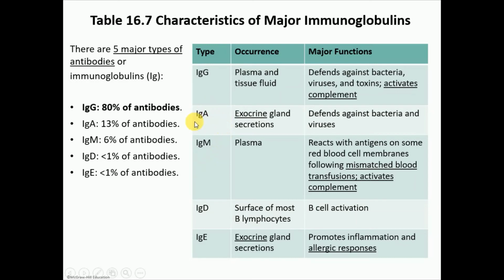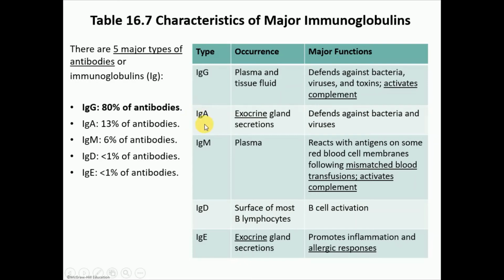Okay, so we'll talk a little bit about immunoglobulin A. Those are found in your exocrine gland secretions. So you'll find them in sweat, for instance. Any secretion that comes out of an exocrine gland will have an IgA component. It defends against bacteria and viruses. So our sweat has antibodies in it.